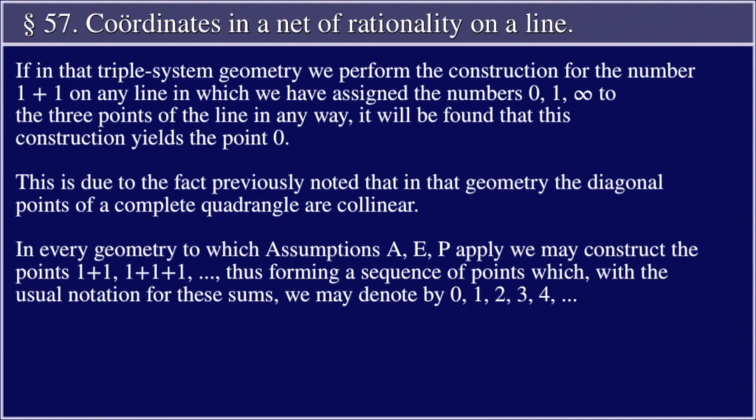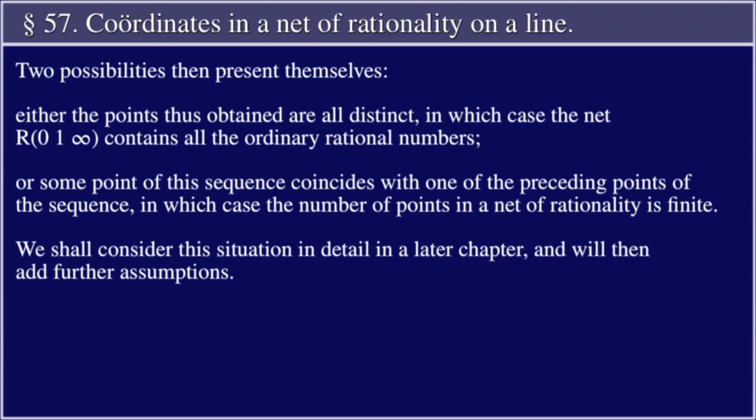This is due to the fact previously noted that in that geometry, the diagonal points of a complete quadrangle are collinear. In every geometry to which assumptions A, E, and P apply, we may construct the points 1 plus 1, 1 plus 1 plus 1, and so on, thus producing a sequence of points which, with the usual notation for these sums, we may denote by 0, 1, 2, 3, 4, and so on. Two possibilities then present themselves.